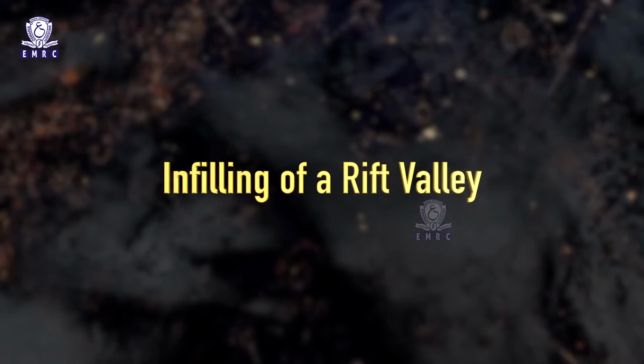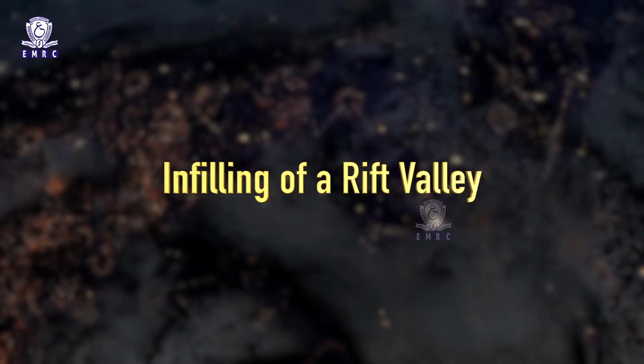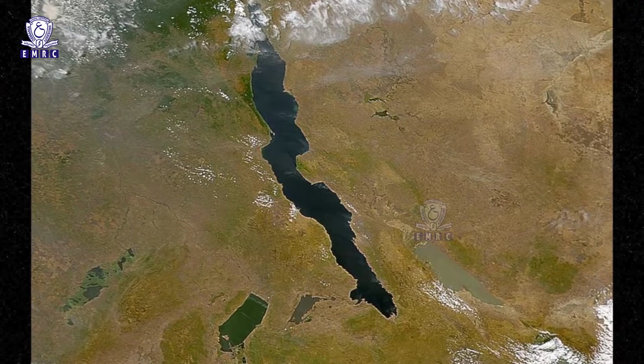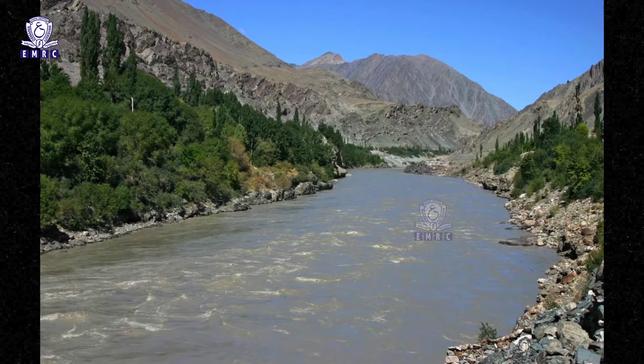The next theory which tries to explain the Great Plains is the infilling of a rift valley. In the opinion of Sir G. Burrard, the northern plains of India are the result of infilling of a rift valley. Burrard opined that during the formation of the Himalaya, a rift valley was created between two parallel faults, one along the southern boundary of the Shivaliks and the other along the northern boundary of the peninsula. This rift valley was filled up by the detritus brought down by the Himalayan rivers.